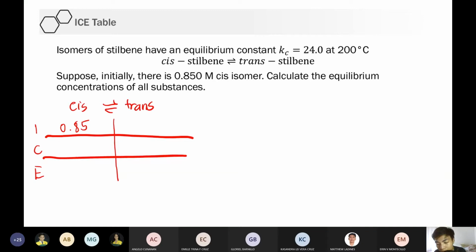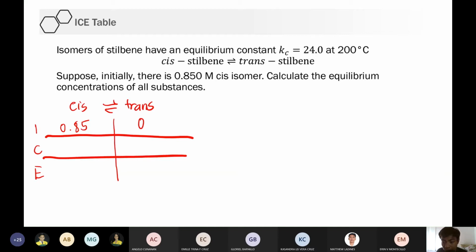How about the trans? Alam na ba natin yung dami niya? Hindi, no? Kasi walang sinabi sa problem. Pag walang sinabi sa problem, 0 yon. Okay? So again, kapag walang sinabing amount sa problem, automatic, 0 yon. So wala tayong amounts ng trans, only the cis lang. What's next? Yan na yung I, initial amounts. Kapag walang sinabi, 0 yon, matic.